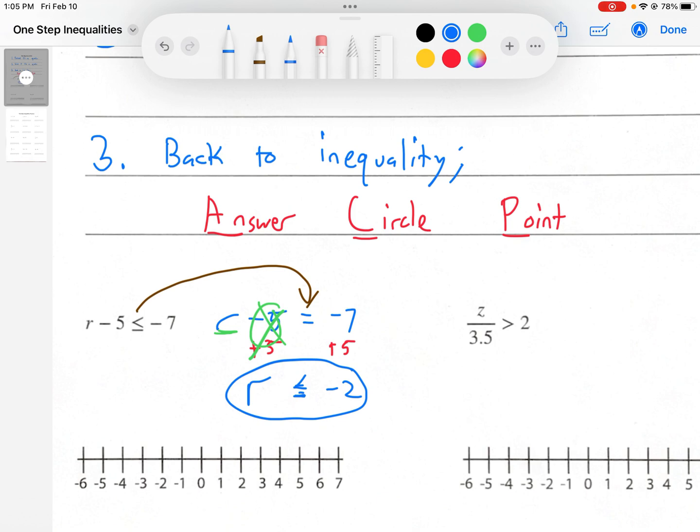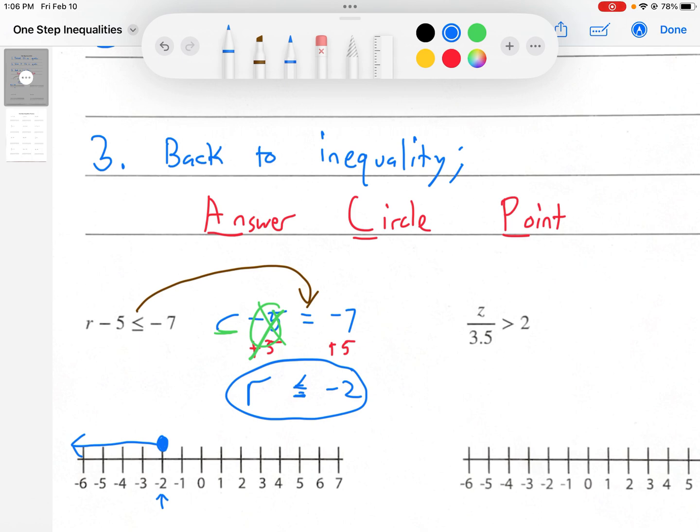Now I know that r, whatever it could be, just has to be less than or equal to negative 2. I find my answer, that's the A. I put down my circle, and because my inequality sign has the line under it, I fill it in. There's my C, and then my inequality sign is pointing to the left. There's my P. That's all I do for these.